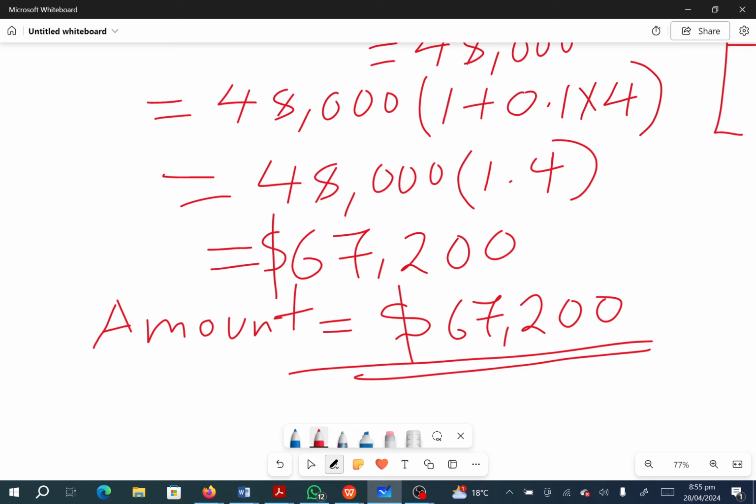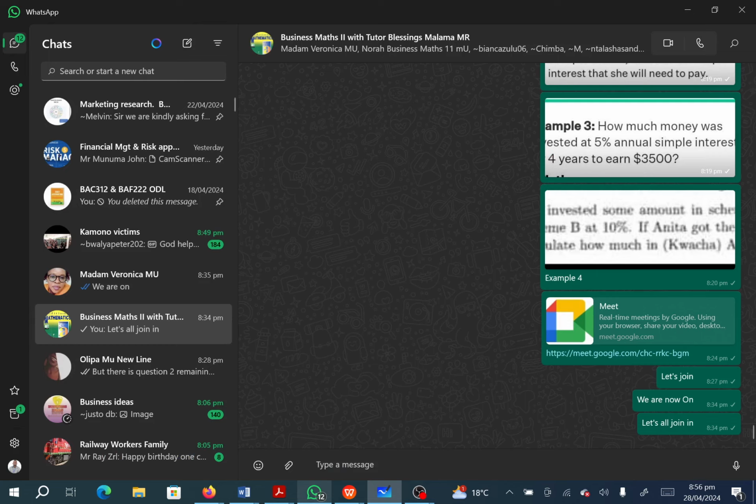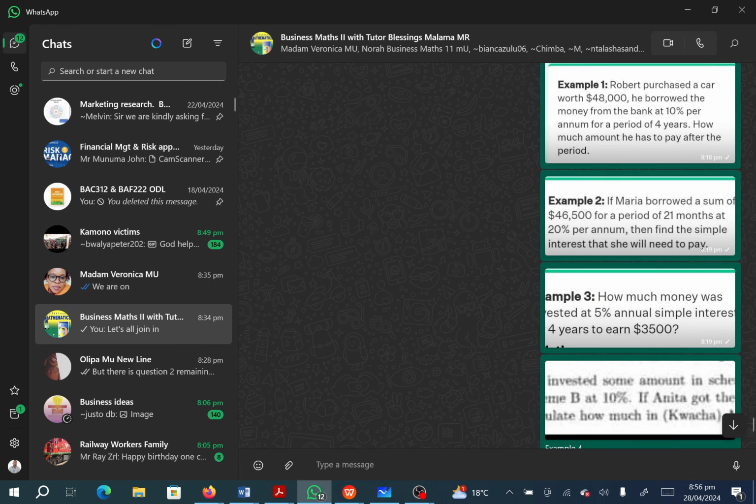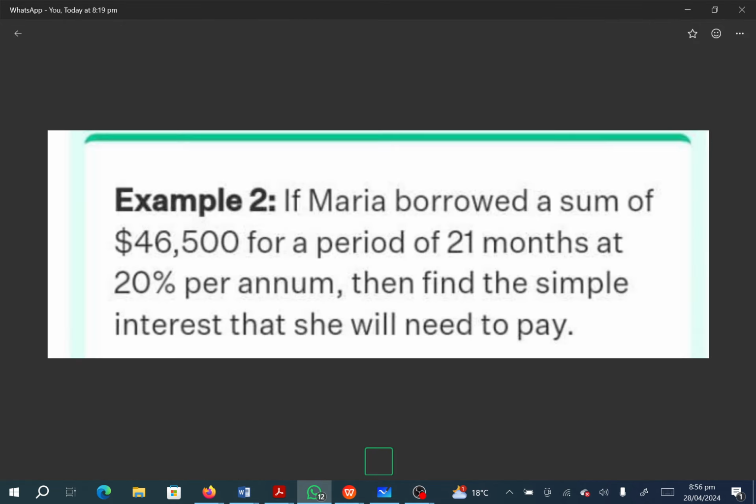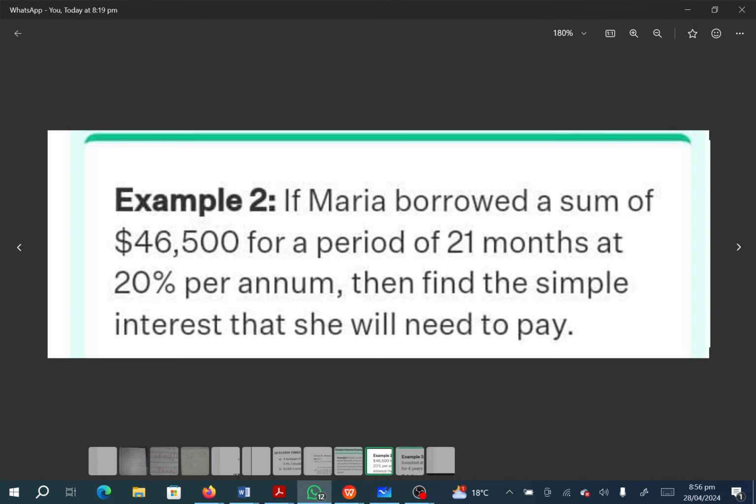Now let's also consider another example. Can I move my screen? Yes. Okay, thank you so much. So we'll consider now another example.